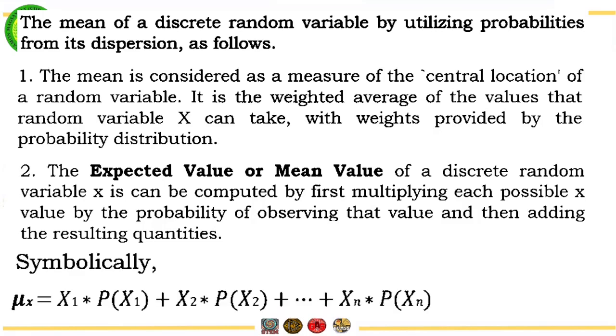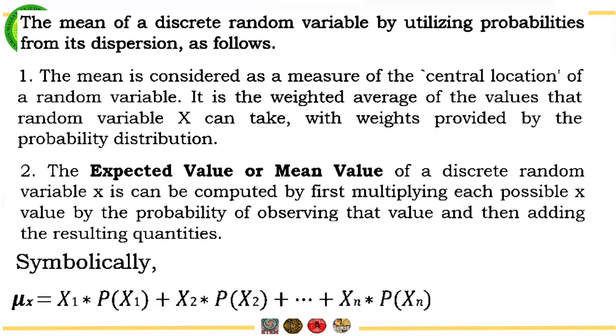So mu x, or the mean of the discrete random variable x, is equal to the raw data times, let's say raw data x1, times the probability of that raw data 1, plus raw data 2 times the probability of raw data 2, plus raw data 3 times the probability of that raw data 3, and so on.